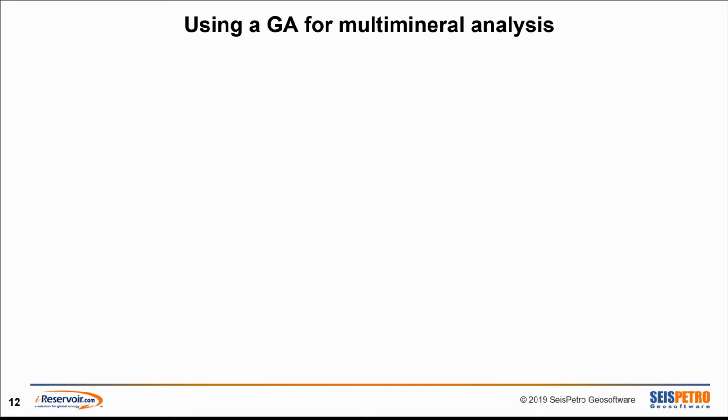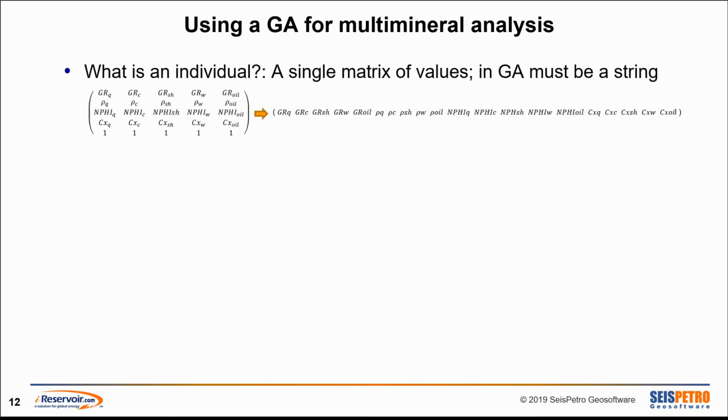Now that we have reviewed the generalities of genetic algorithms, let's see how we can apply that specifically to our case. But before that, let's examine the different components of the algorithm for our particular case. First of all, what is an individual? An individual, in our context, is a single matrix of values. And in genetic algorithms, this must be a vector, it must be a string. So here is the matrix, and we transform that into a long vector.